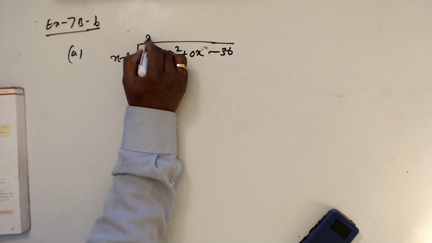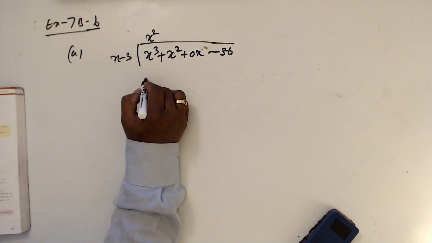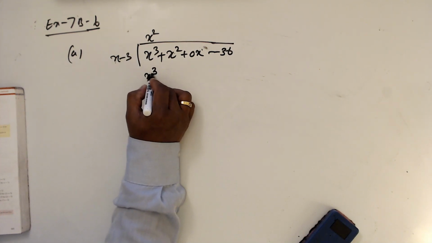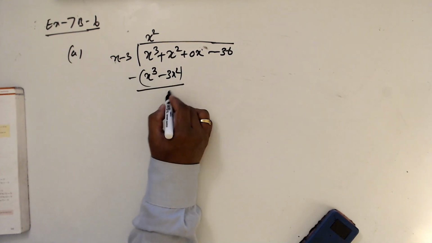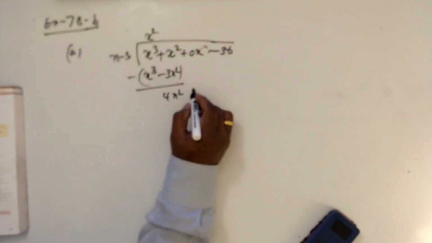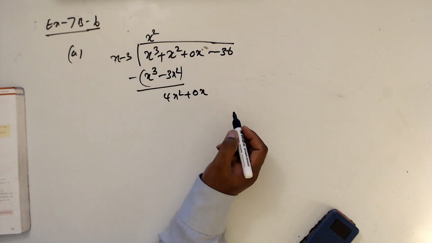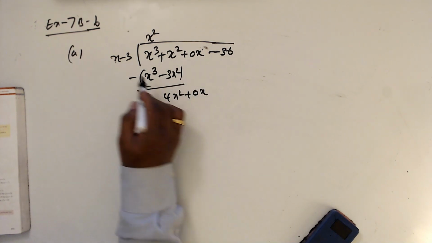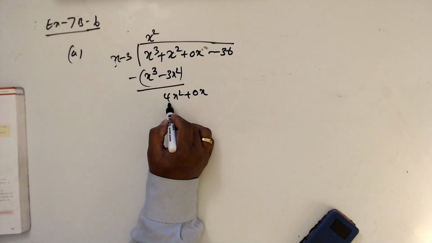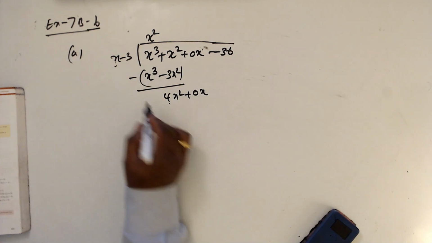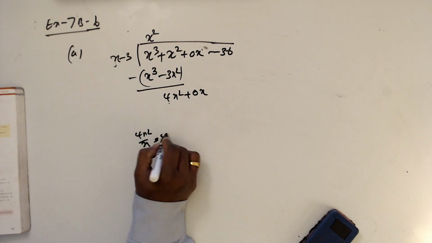So this is going to be x cubed divided by x, x squared. Then this is x cubed minus 3x squared. Then minus, this is going to be 4x squared. Then plus, bring this one down, 0x. And then how many x go into 4x squared? 4x squared divided by x is 4x.